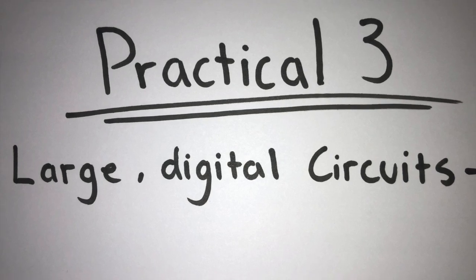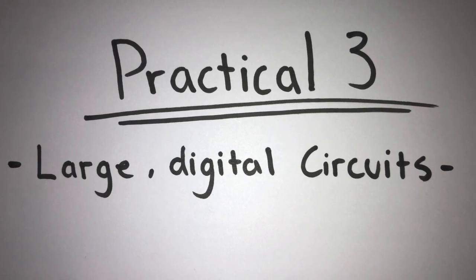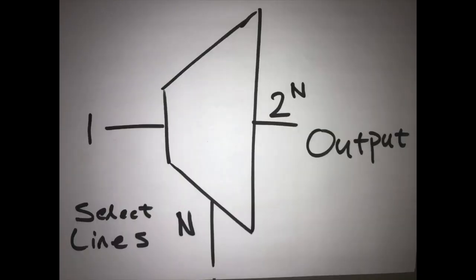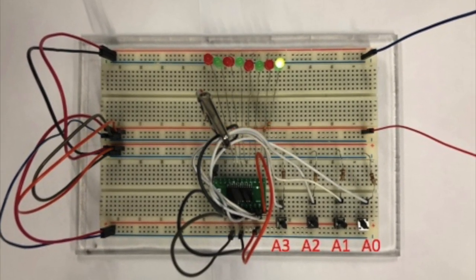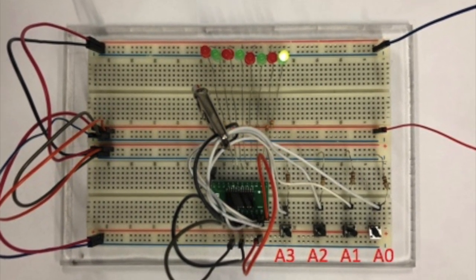In Practical 3, we worked with complex digital circuits such as demultiplexers, counters, and clocks. The demultiplexer can select a single output from many possible ones, using a combination of the select line inputs. Our demultiplexer had 4 select lines, A3 through A0, which allowed for 16 possible outputs.